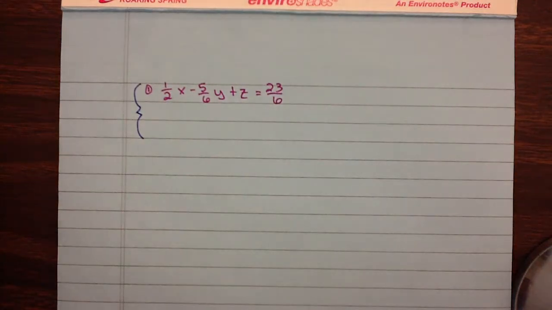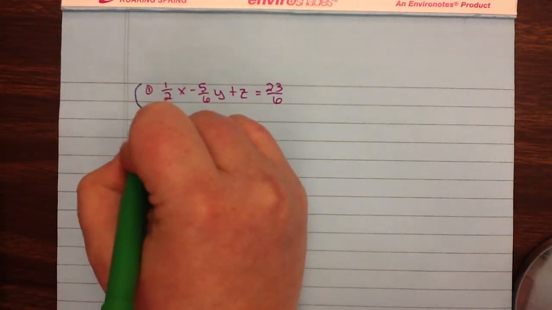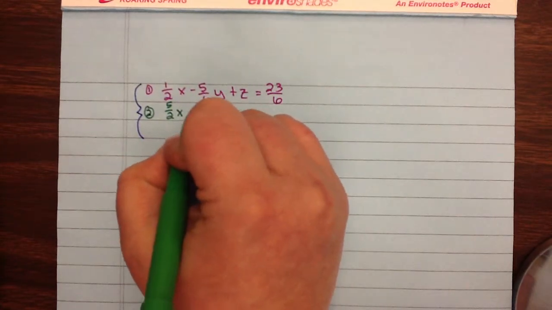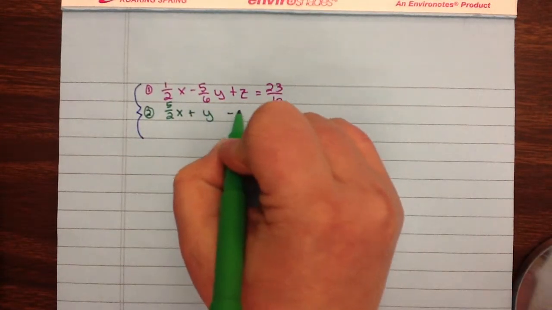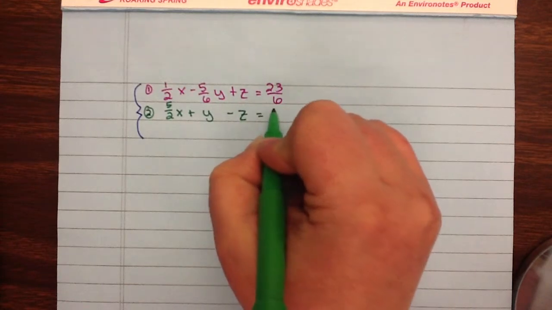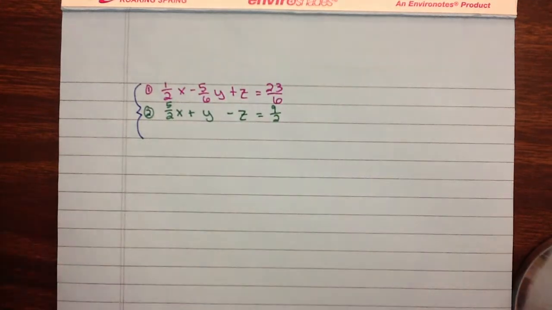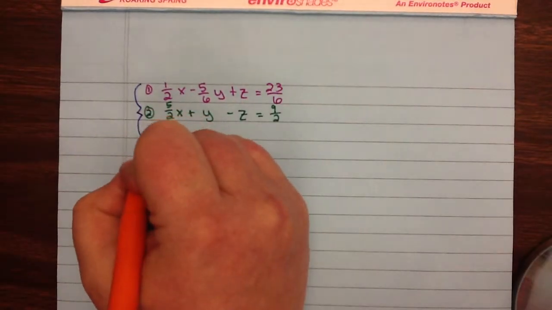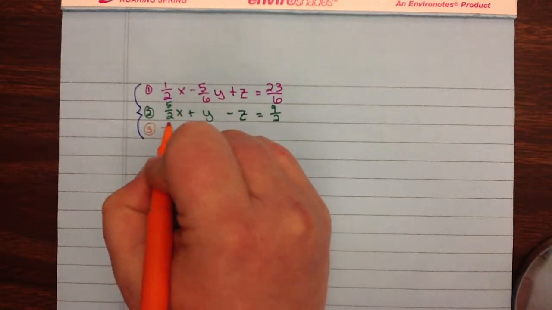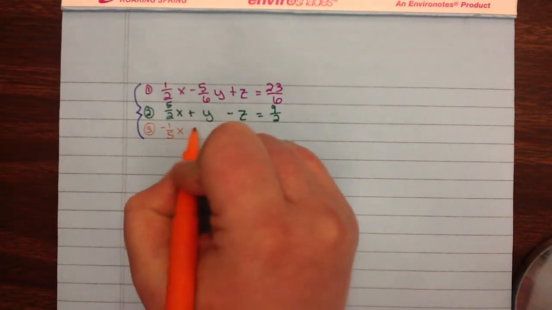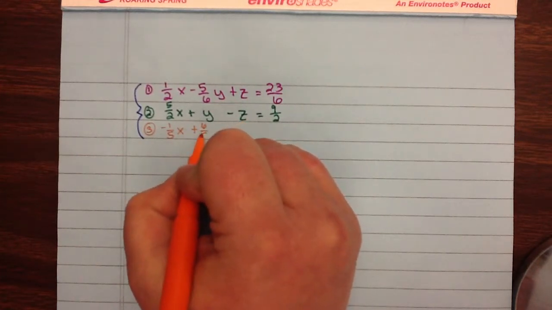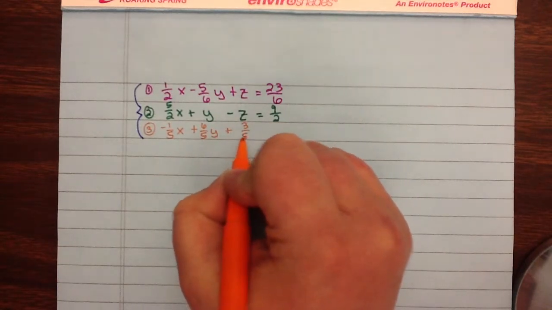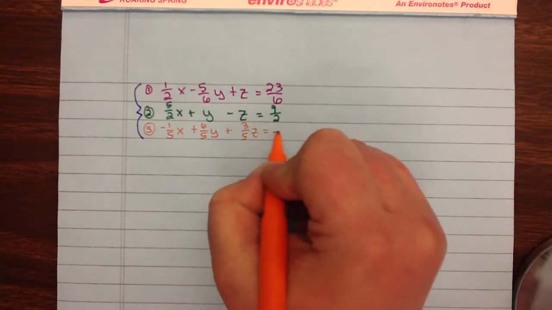For equation 2, I have 5/2 x plus y minus z, and that's going to equal 9/2. And last but not least, for equation 3, we are going to have negative 1/5 x plus 6/5 y plus 3/5 z, and that equals negative 6.